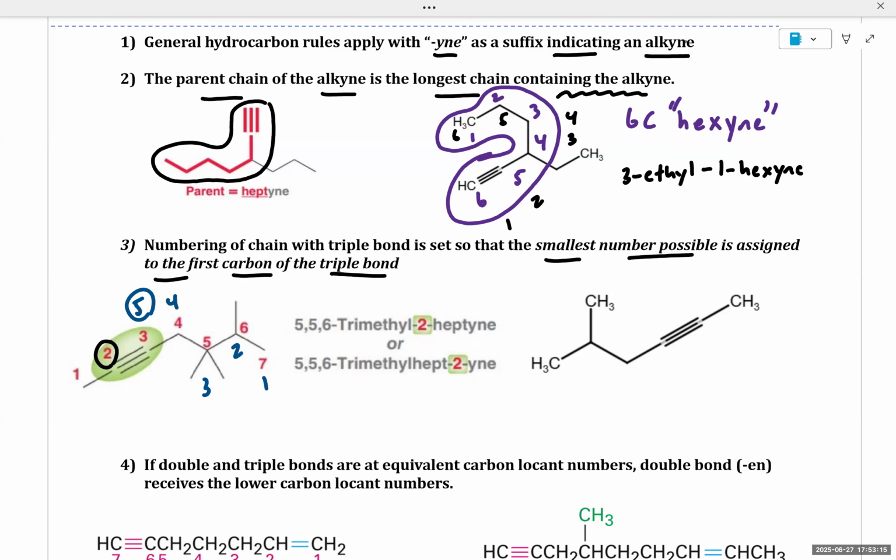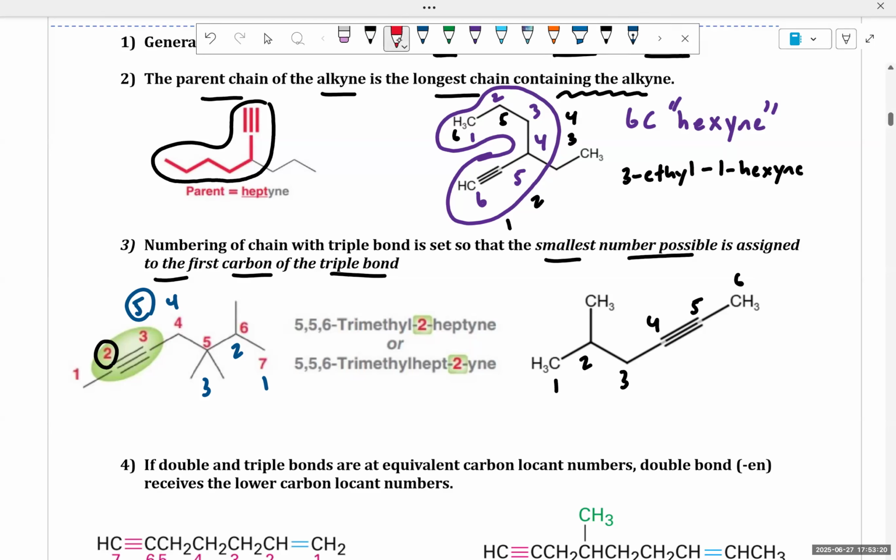So for example, in this case, we have a choice between counting from left to right, or we can count from right to left. Comparing our locant numbers, we're going to prefer the locant numbers in red, counting from right to left, because we assign this alkyne to the smallest locant number, which is 2. So in this case, the full name of this molecule would be 5-methyl. This is a 6 carbon chain, so 5-methyl 2-hexyne.